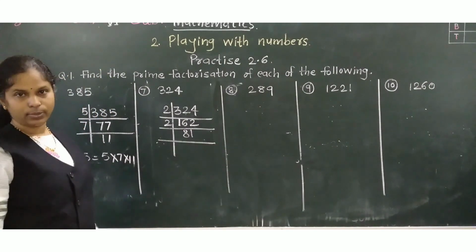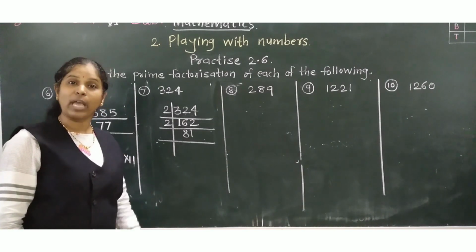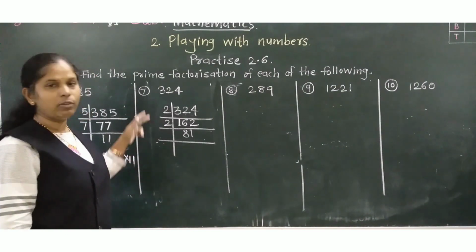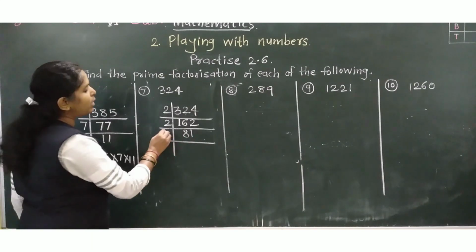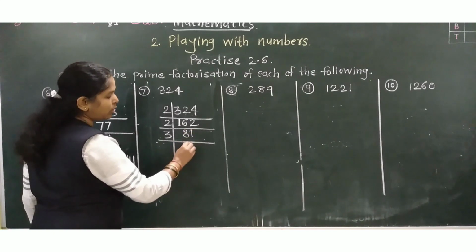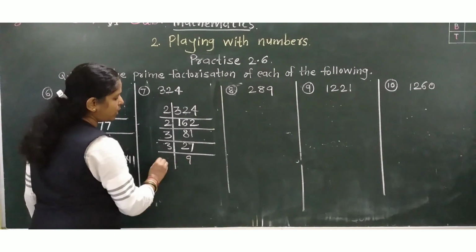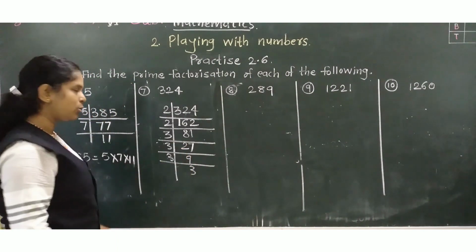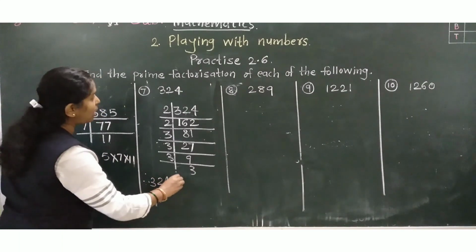Now 81 is there. So by which number will you divide it? Teacher, 9 9s are 81. No. Can we take 9 here? Because 9 is a composite number and on this side we want all prime numbers. Okay. So 8 plus 1 is 9. So I will divide it by 3. 3 2s are 6 and 2 will remain. 3 7s are 21. Again 3 9s are 27 and 3 3s are 9. There we got a prime number. So we should stop. So therefore 324, what is the prime factorization?